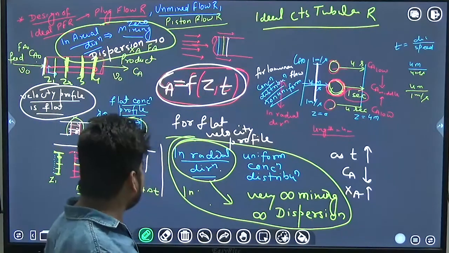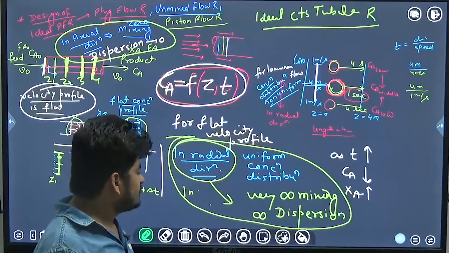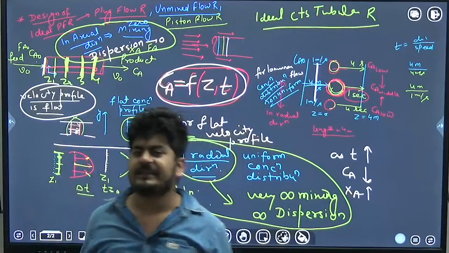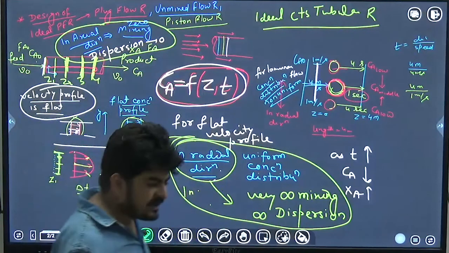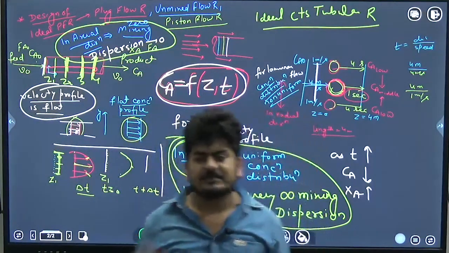So that's why we have to take out some extra time like this if we can. So guys, that's all for the day. See you in the next class. In the next class we will talk about the design equation of PFR, and then we will also talk about the designing of multiple reactor systems.